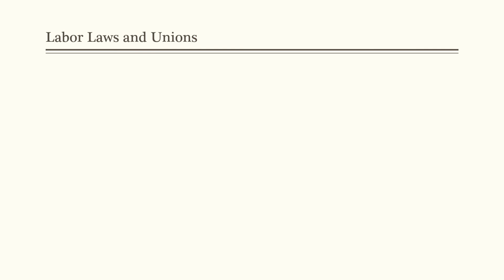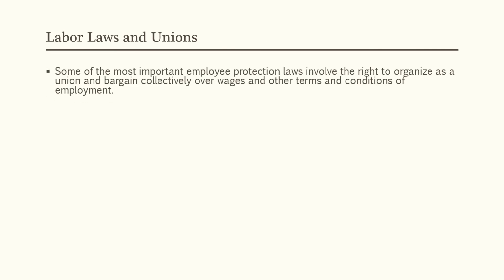The last major topic we're going to cover in this chapter are labor laws and unions. Some of the most important employee protection laws involve the right to organize as a union and bargain collectively over wages and other terms and conditions of employment.